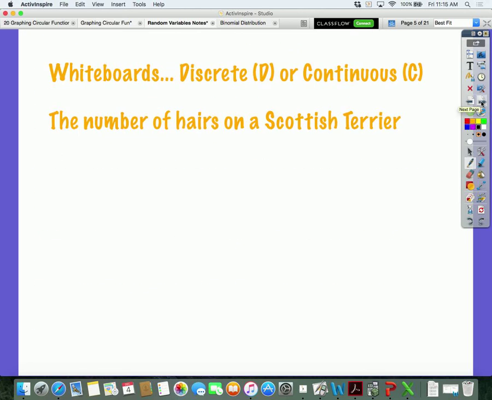Alright, here we go. The number of hairs on a Scottish Terrier. Is that continuous or discrete? You're gonna hold up a C or D in 4, 3, 2, 1. Hold it up. That one is discrete, even though there might be a lot of hairs to count. You can separate and go 1 hair, 2 hairs, 3 hairs, 4 hairs. No matter what, that is still countable. You can count all the hairs and get a number.